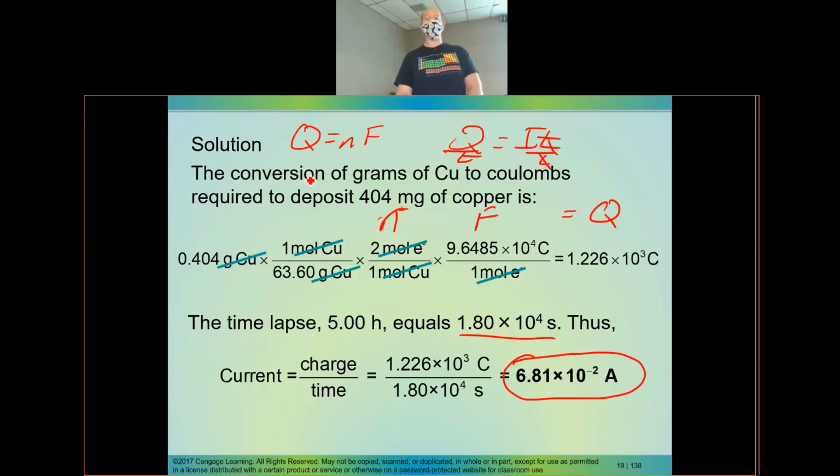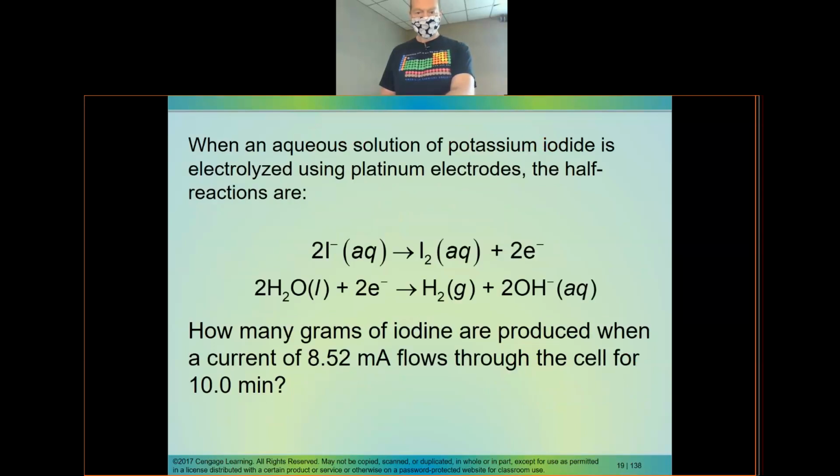All right, so they did Q is equal to nF, and then they did Q is equal to IT. I put them together and do it all in one step. It makes no difference. The answer is the same, 0.0681 amps. So that time we were given a mass and we were asked for a current. This time we're given a current and a time, and we're asked for the mass.